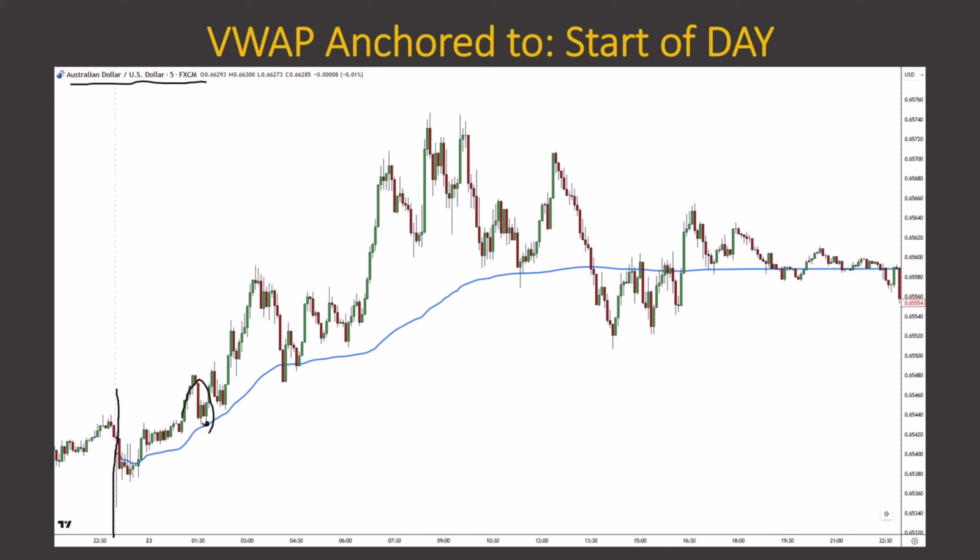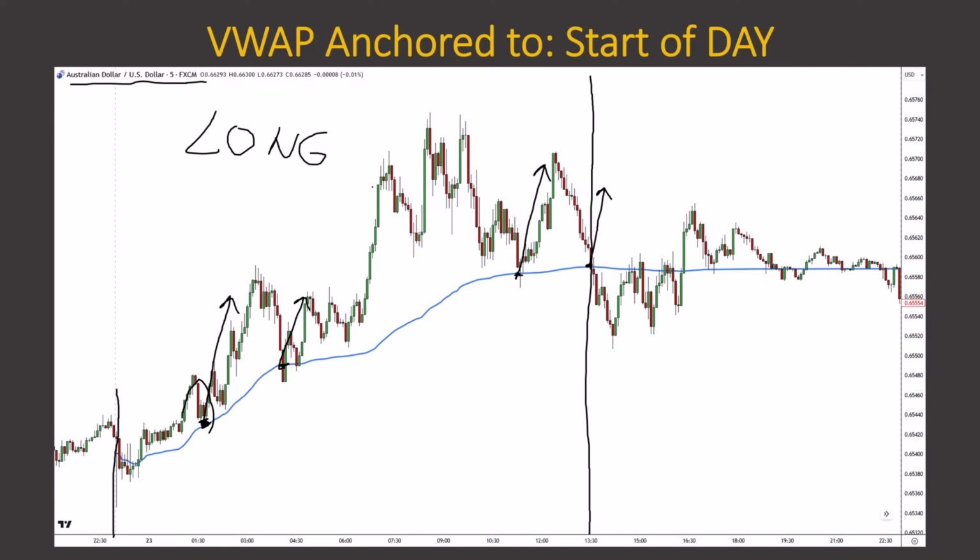So the first pullback is in here, long from there. Another one is in here. Then there's a pullback in here. And then another long is from this place. But what happens here is that sellers take control. Let me draw a line here. Up until this point, you should be long biased.